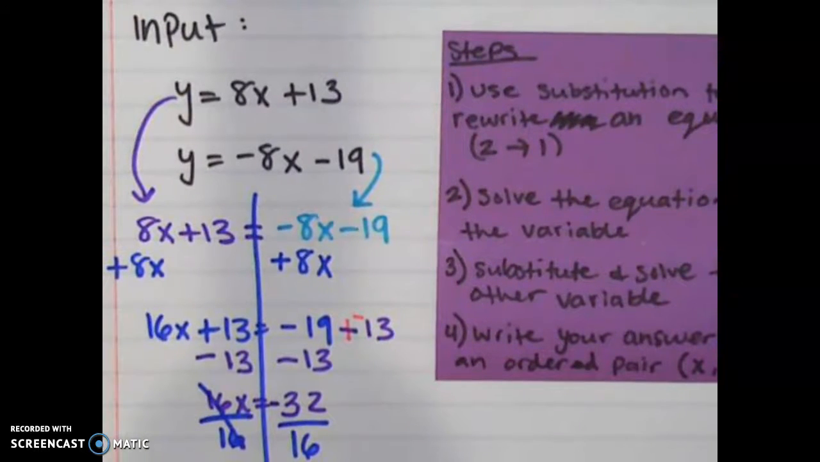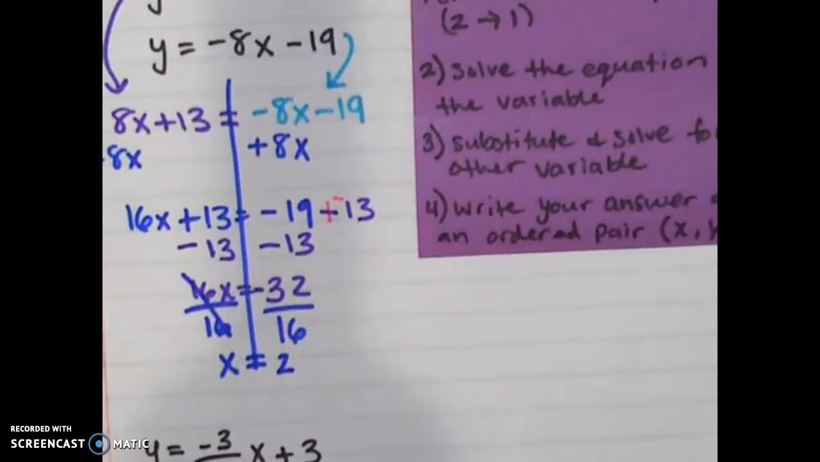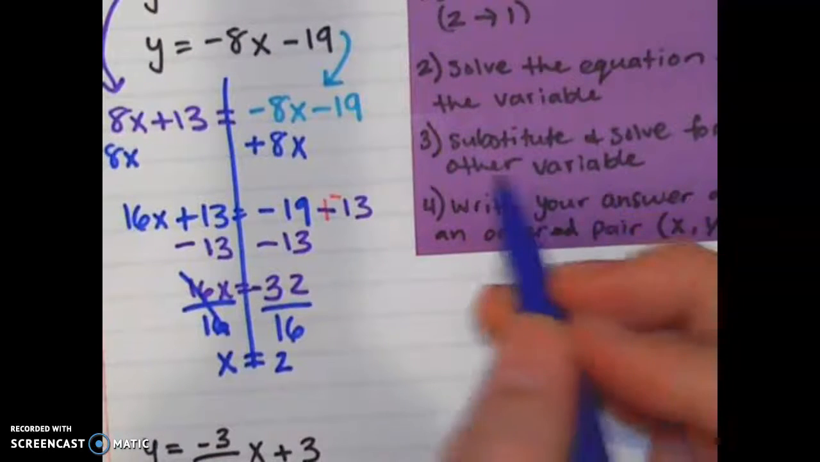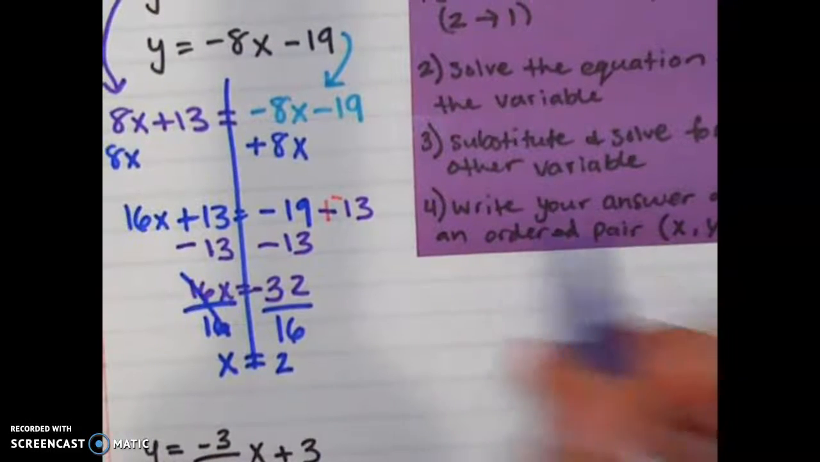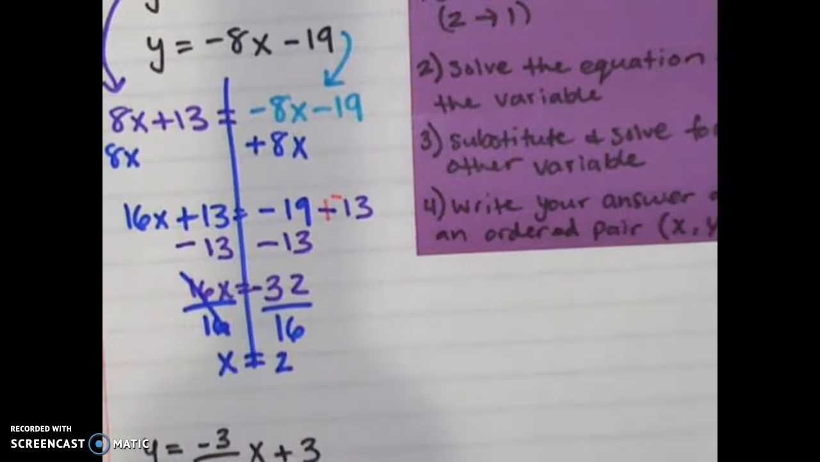Okay, we're not done. I know you can't see. Okay, x equals 2. So now, step 3, we need to substitute and solve for another variable. So we found out what x is, but now we've got to go figure out what y is. How do we do that? So I'm going to shift this over, remove my steps.